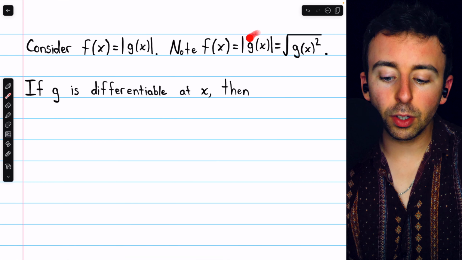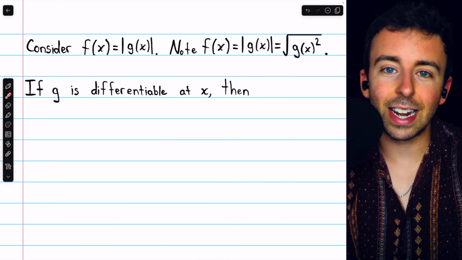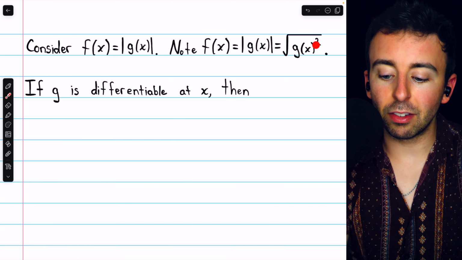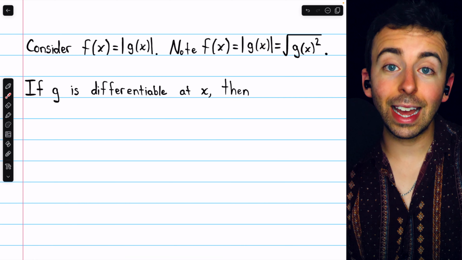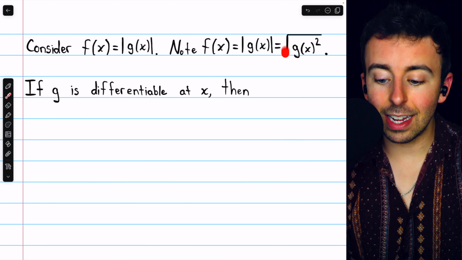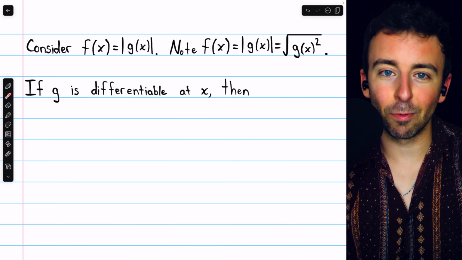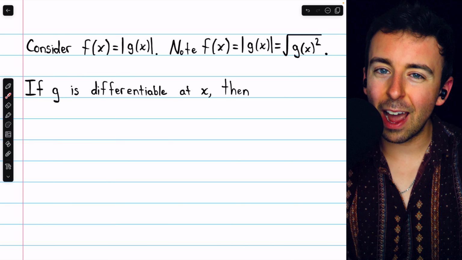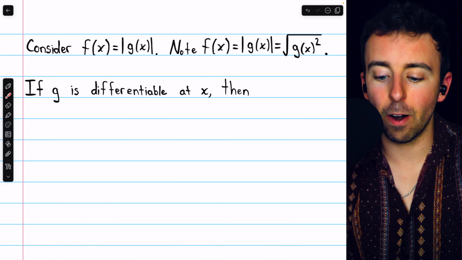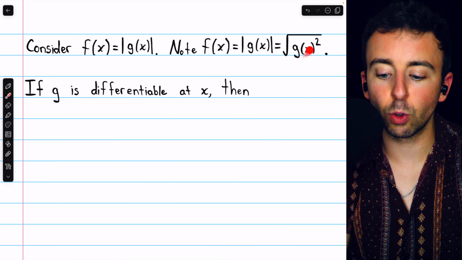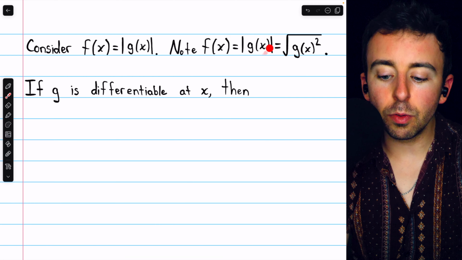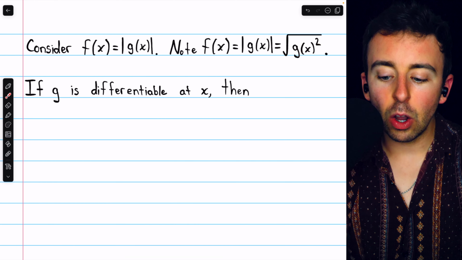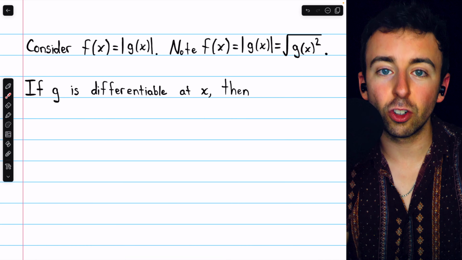Remember that all the absolute value does is get rid of a negative if there is one. By squaring g of x, that gets rid of the negatives, and by taking the square root, we basically get rid of the squaring. So all in all, we're left with g of x, but without any negatives that might have been there. So that's why this equality is true. By writing the absolute value function like this, we can take derivatives using the chain rule.